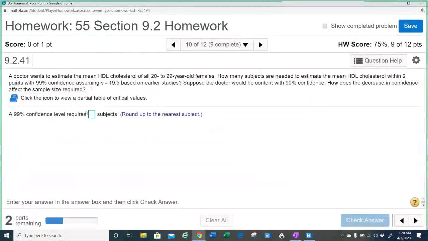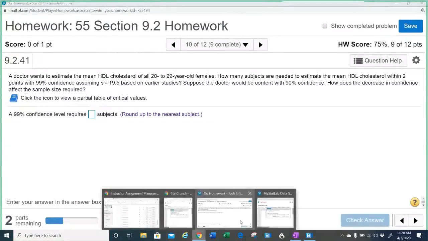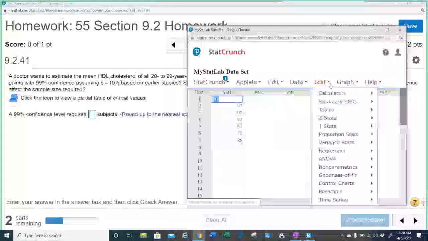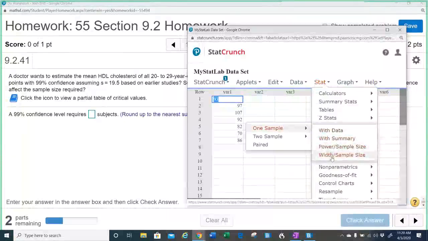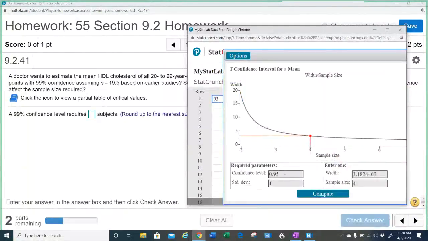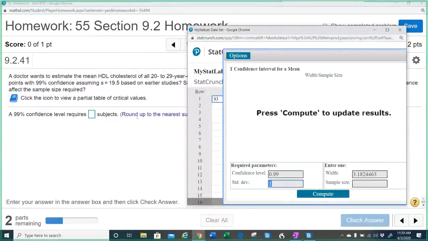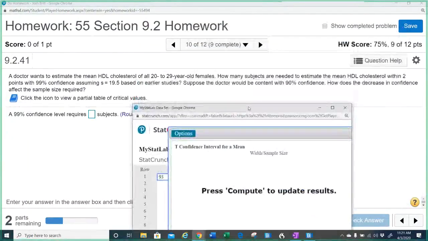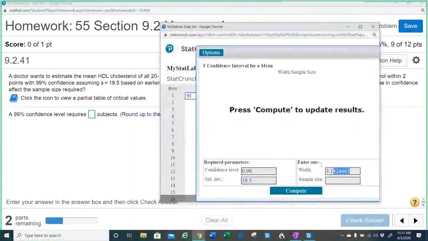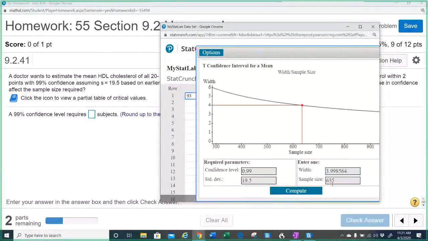Now we'll do sample size questions. I'll show you how to do that for 9.2. You're going to do Stat, very similar, T Stat, One Sample, Width and Sample Size. Confidence level is 99. Standard deviation is 19.5. You take your margin of error and just double that. So margin of error within 2 points, we'll double that to 4. Now don't convert to percent because we're talking average here. Students commonly do that. So sample size is 635.